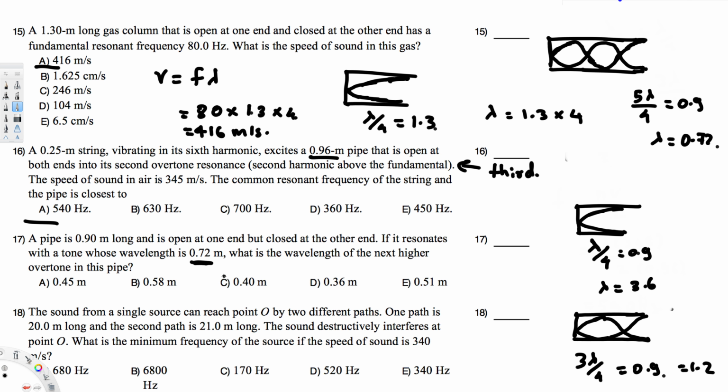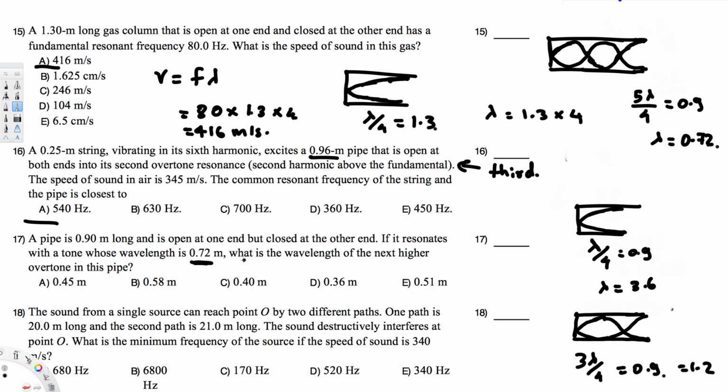And you can already see the pattern. For a pipe that is closed at one end and open at the other end, this goes like lambda by 4, 3 lambda by 4, 5 lambda by 4, then 7 lambda by 4, 9 lambda by 4, right? So the pattern is going to go like that.